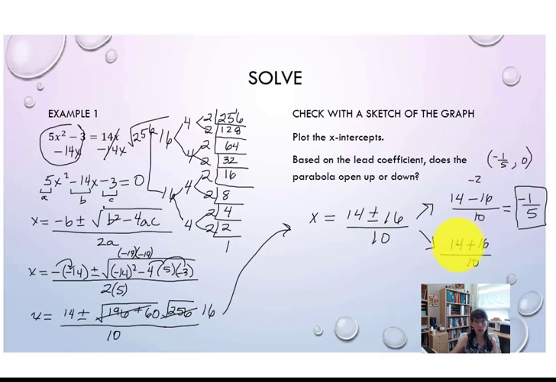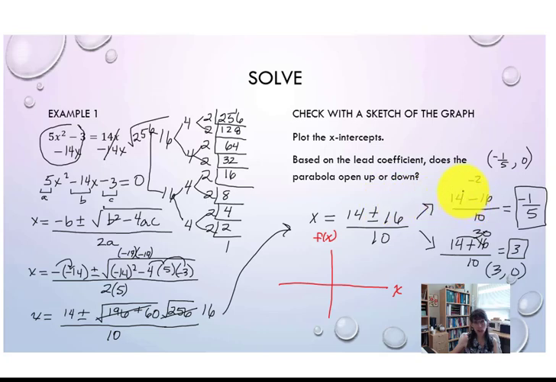For the other solution, when we add 14 and 16, that makes 30. So 30 tenths is exactly 3. 3 is the other zero of the function, or 3 is the other x-intercept. That ordered pair would be 3, comma 0. To check, you can use a sketch of the graph. So let's go ahead and draw ourselves. This is just a sketch. It's not an exact graph of this function. It's just a sketch. So I'll write x and f of x.